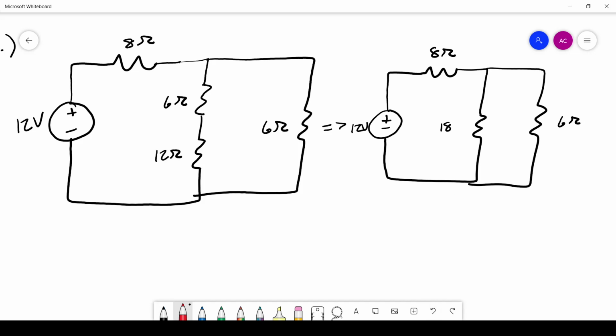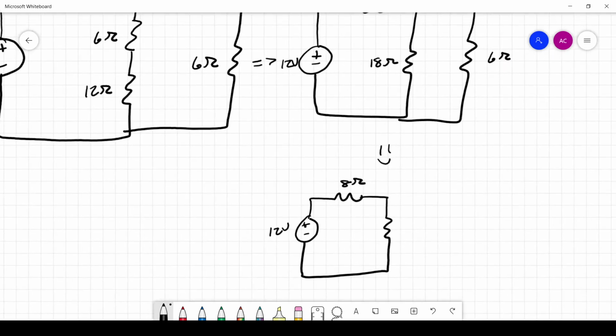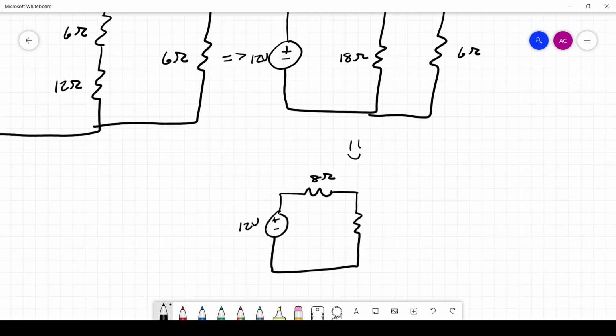Whoop. Guess I hit undo too many times. So we can simplify those 2, and it'll become 12 volt source, 8 ohm resistor, and then those 2 parallel resistances are going to become just one single resistance.